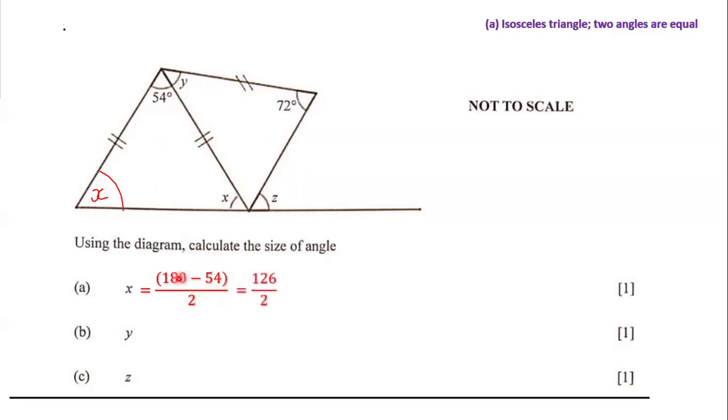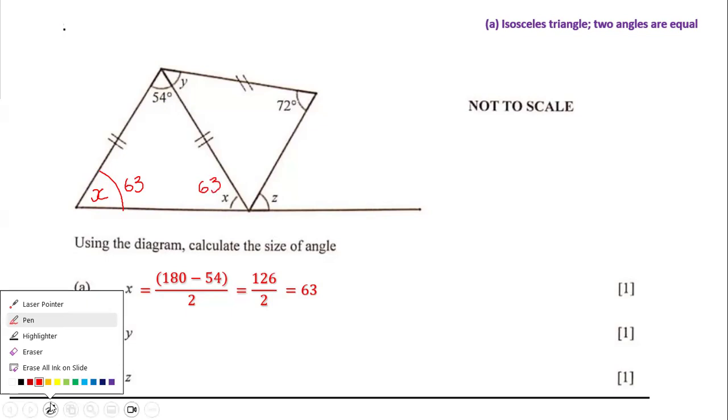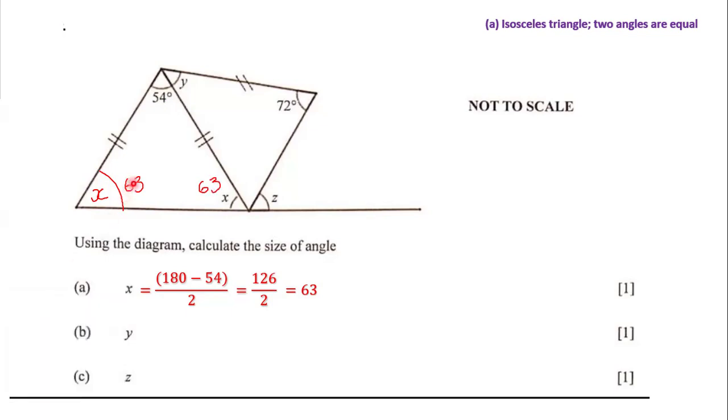So 180 minus 54 is 126. And if we divide it by 2, we get 63. And so that means that X is equal to 63 degrees. This is 63 degrees, all right? And this is 63 degrees as well. And it makes sense because 63 plus 63 plus 54, if we add these three angles, we get 180 degrees.